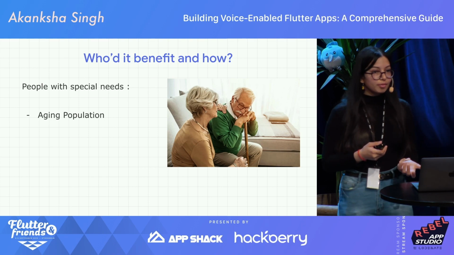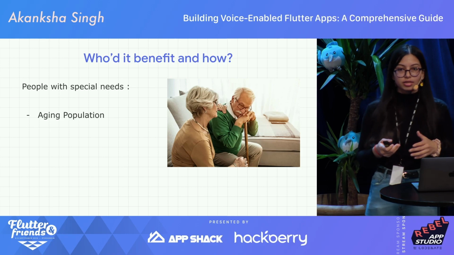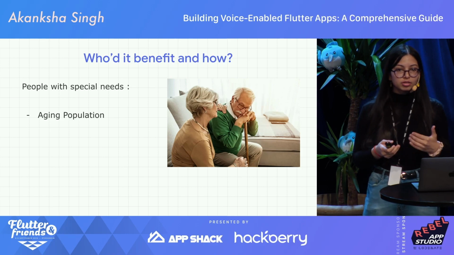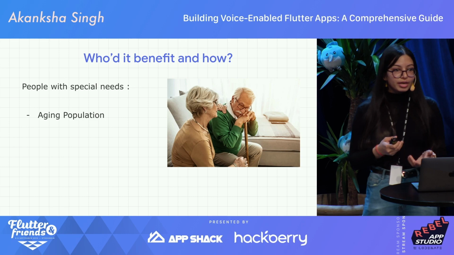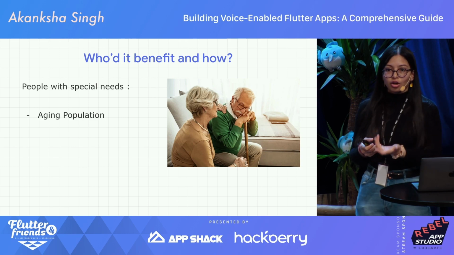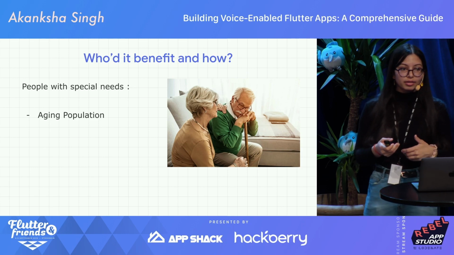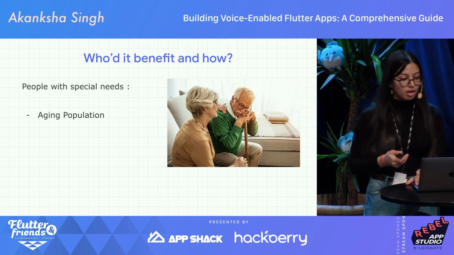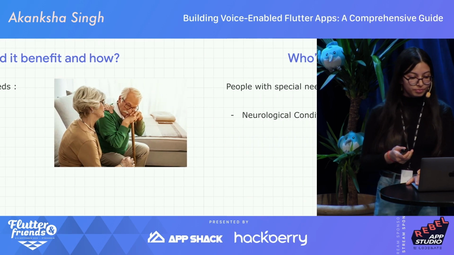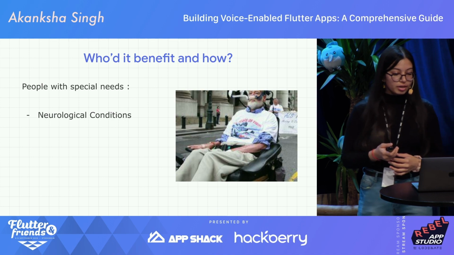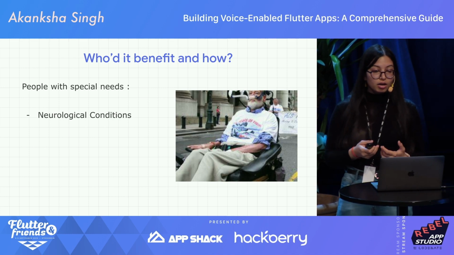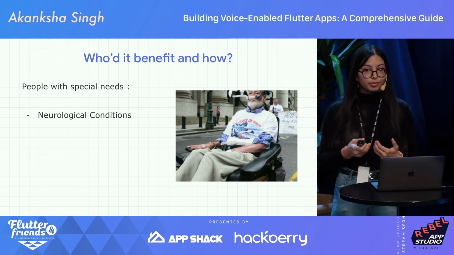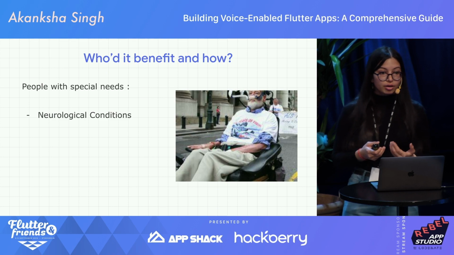For example, my grandmother doesn't even own a phone because she finds it hard to type and even to call somebody. For people like her, it will be very easy to just use an assistant and say, call my granddaughter. So for the aging population, it's very beneficial as well. And there are neurological conditions as well. People who have cerebral palsy or ALS can use a voice user interface to interact with people and also get their needs fulfilled by communicating using this interface.